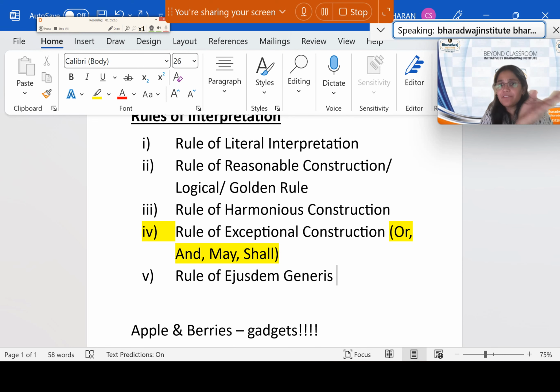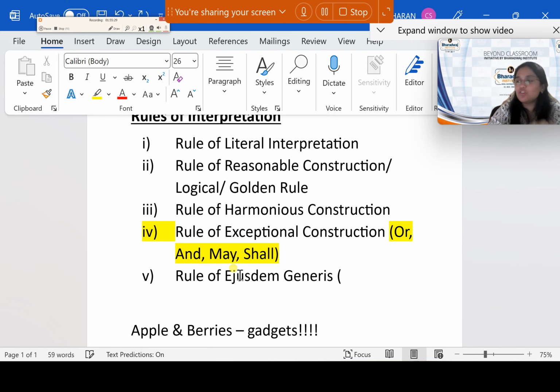If knives and guns are not allowed, then we will try to make a category out of it. Knives and guns are what? Items or objects that will harm people. Any other item which will harm people is also prohibited. It is the rule of ejusdem generis. Ejusdem generis means what? It means word categories. Clear everybody?